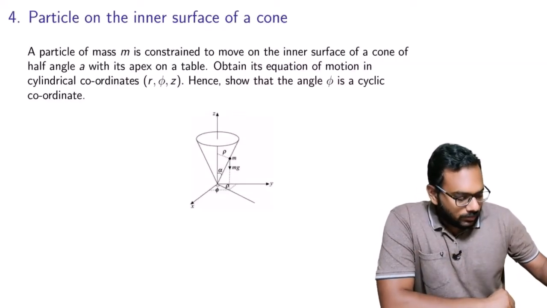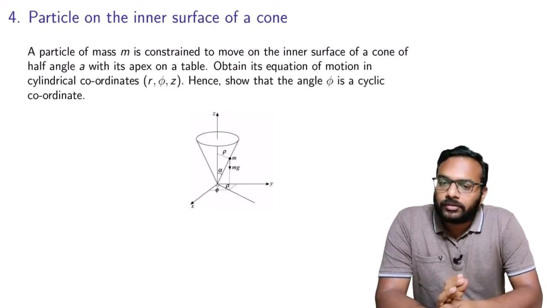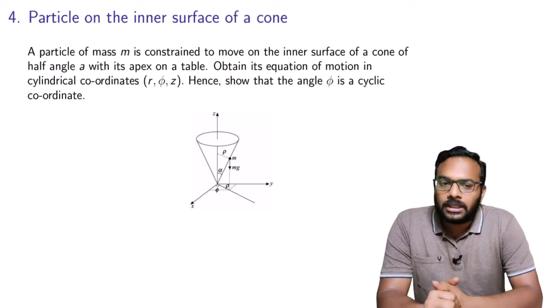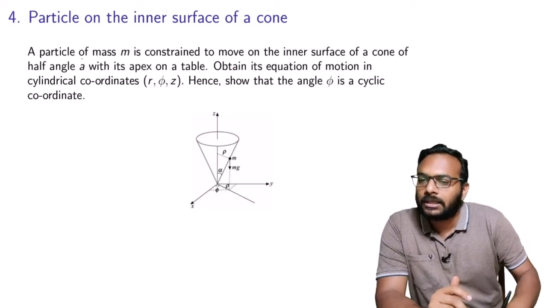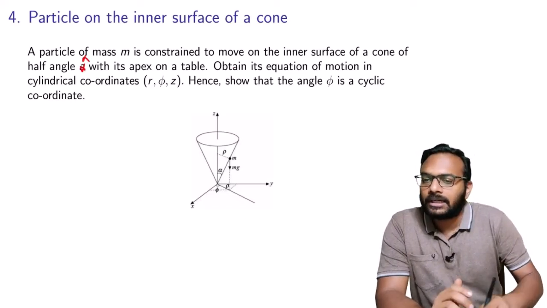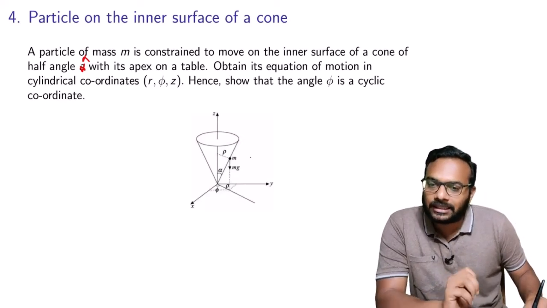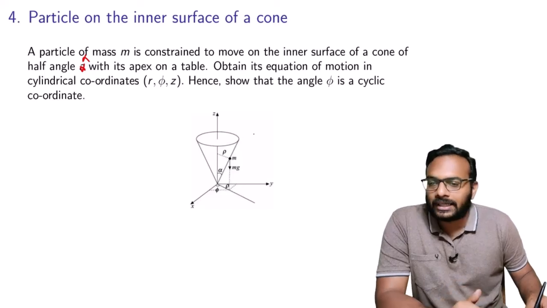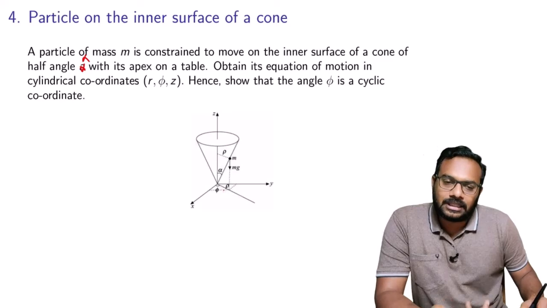Let's do another problem here for practice. A particle of mass m is constrained to move on the inner surface of a cone of half angle alpha, with its apex on a table. Obtain its equation of motion in cylindrical coordinates r, phi and z. Hence show that the angle phi is a cyclic coordinate. So we are again asked to show that phi is a cyclic coordinate.